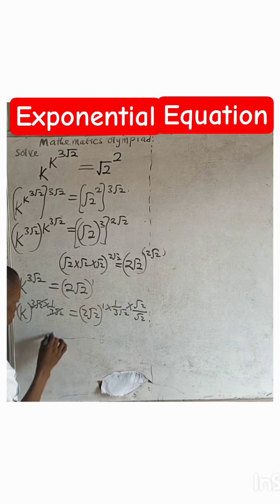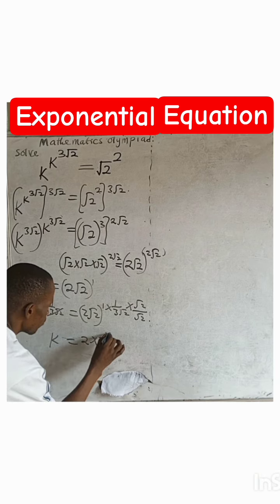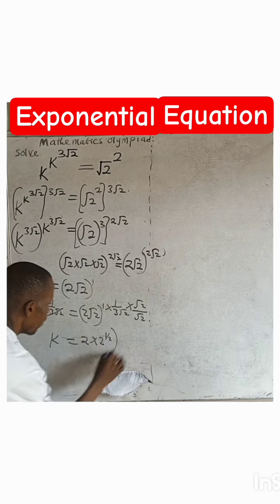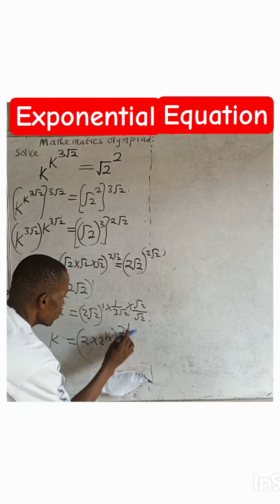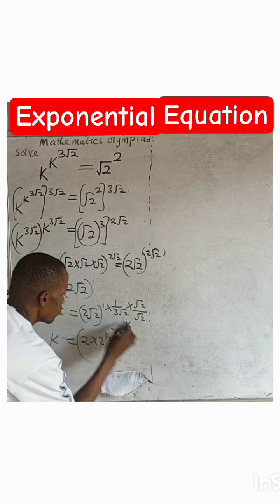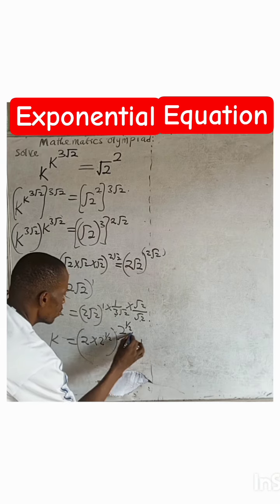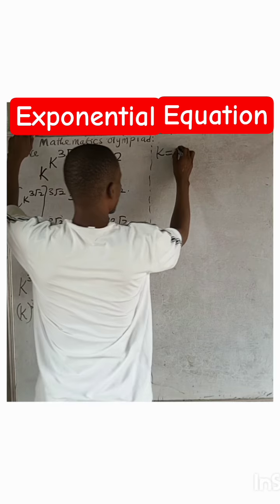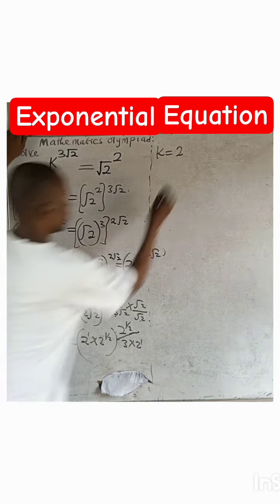So we are going to have k equals what? 2 times, this is 2 raised to power half. So everything is raised to what? 2 raised to power 2 raised to power half, over 3 times this. We are going to have 3 times 2 raised to power 1. It's going to give us what? 2 raised to power, this is 1, 1 plus half, that's 3 over 2.